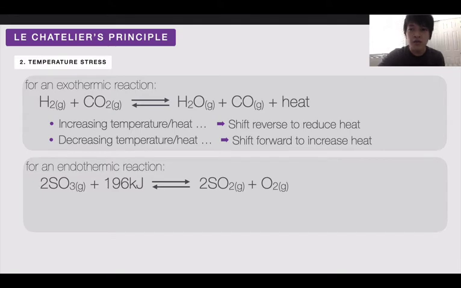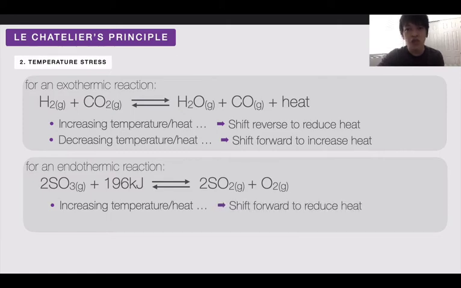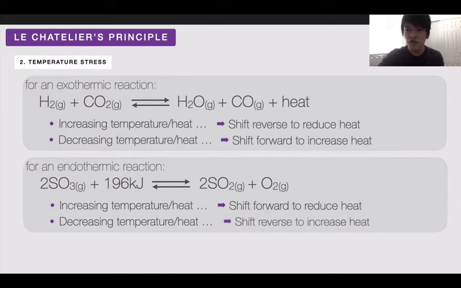Okay, so if this equilibrium system is at equilibrium and we stressed it by increasing the temperature or heat, then there'd technically be too much reactant. The system will want to shift in the forward direction to reduce the amount of heat. Conversely, if the stress was a decrease in temperature or heat, then there'd technically be less reactant. The system would want to shift in the reverse direction to increase the amount of heat back. So again, just treat the heat as a reactant here for an endothermic reaction. Then you just apply Le Chatelier's principle like before.